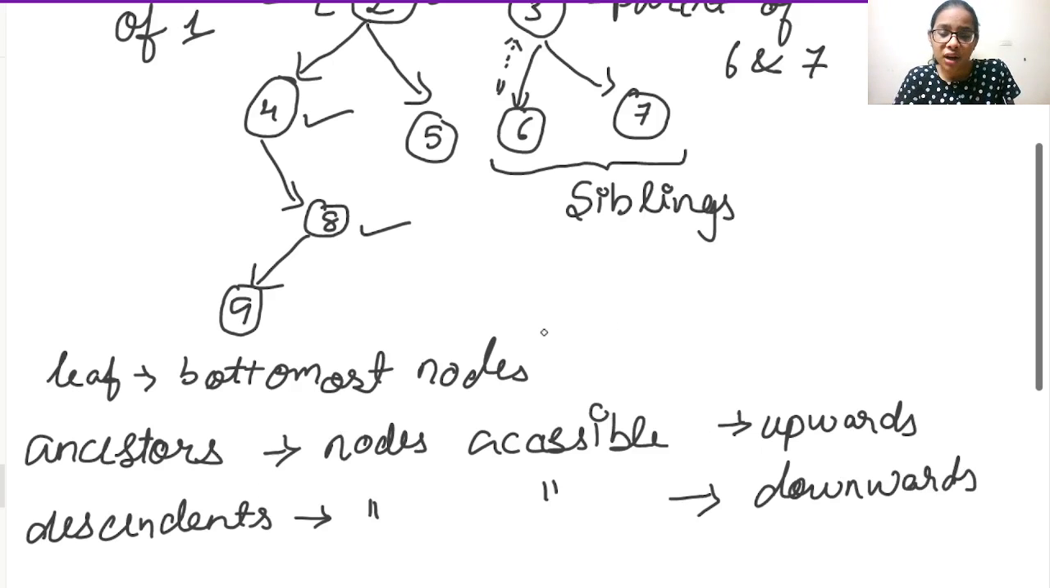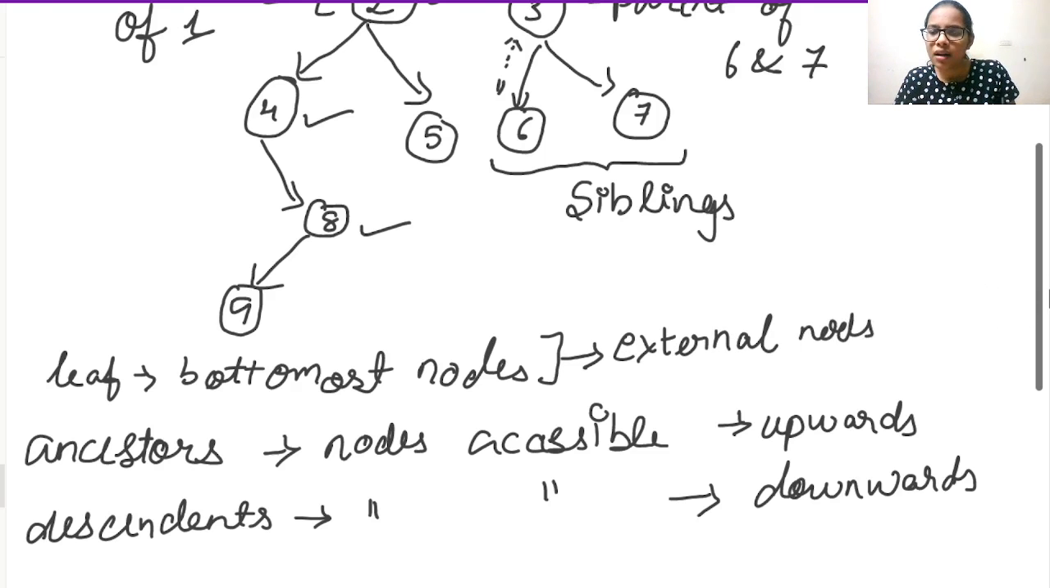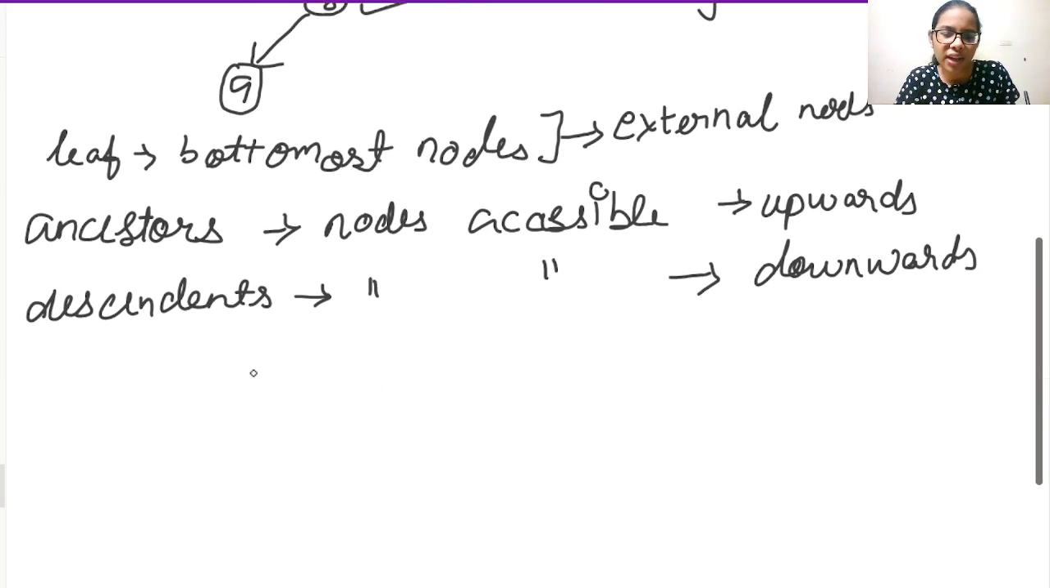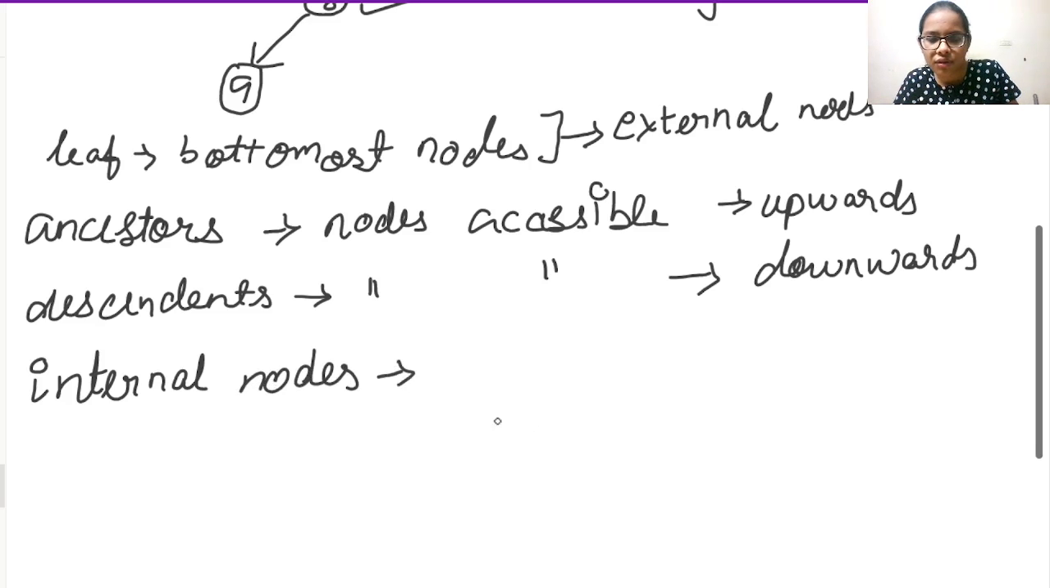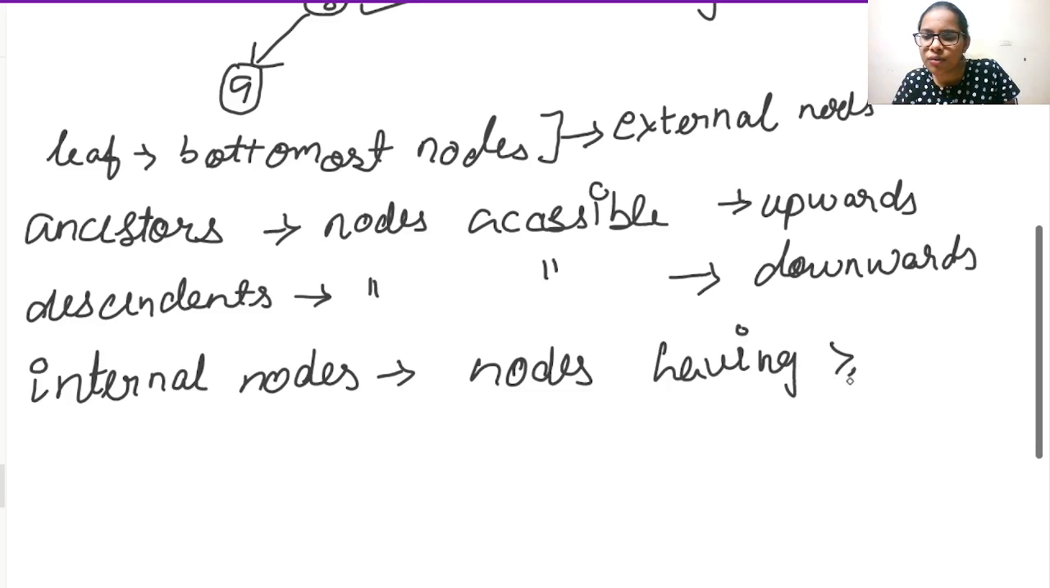One more thing to note over here, leaves are also known as external nodes. And the nodes which have at least one child are known as internal nodes. So we also have one more terminology, that is internal nodes: nodes having greater than or equal to one child. So nodes having at least one child are known as internal nodes.